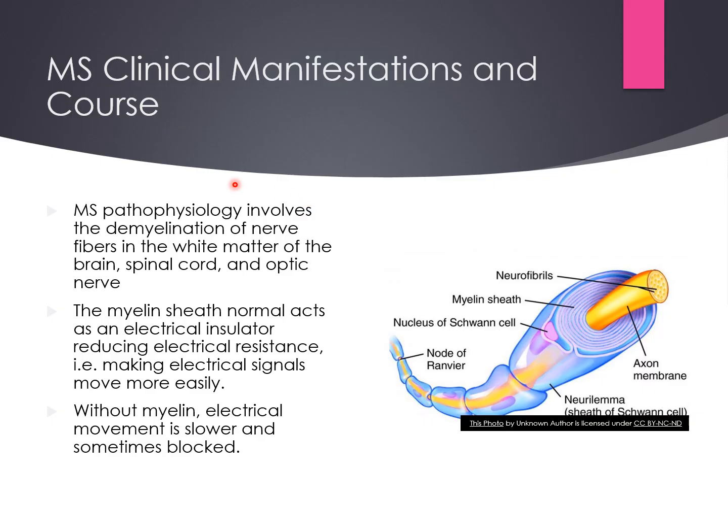So the pathophysiology of MS involves the demyelination of nerve fibers, again, in the white matter of the brain, spinal cord, and optic nerve. So the purpose of the myelin sheath is to act as an electrical insulator, and it reduces electrical resistance in the nerve fibers. And this makes electrical signals within those nerve fibers move more easily. So in MS, as the myelin breaks down, without myelin, that electrical movement is slower, and as myelin breakdown progresses, sometimes may become blocked in those nerve fibers.